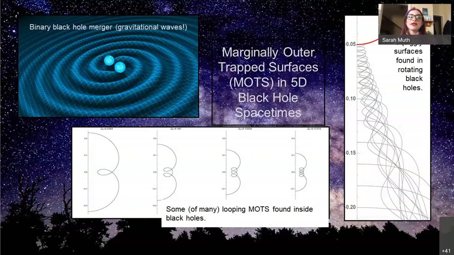We are currently finding more of these in other kinds of rotating black holes, including four-dimensional ones, which is what exists out there in the universe. So what is the point? Understanding that these complicated shapes are likely to exist inside real black holes shows us that space and time are much stranger and more counterintuitive than we expect.